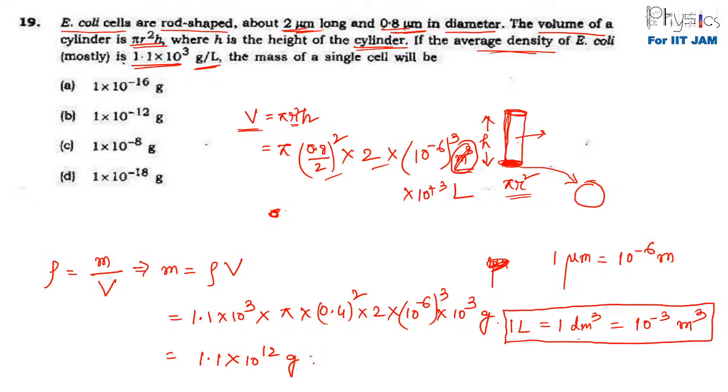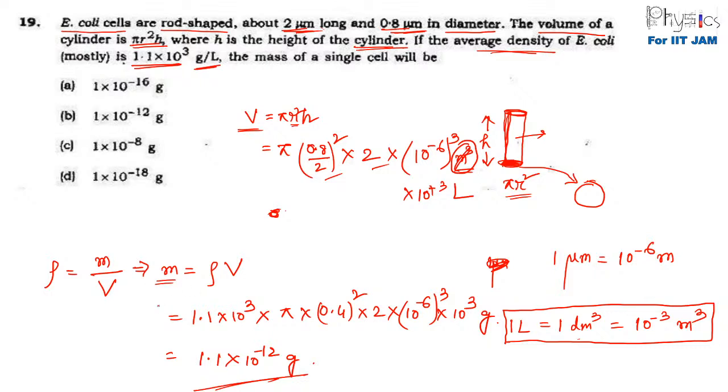Sorry, it is not 12, it is minus 12. It would be minus 12, right? Because it is minus 18, plus 3 and 2. Yeah, it is minus 12. 1.1 multiplied by 10 to the power minus 12 gram. So this is our mass.